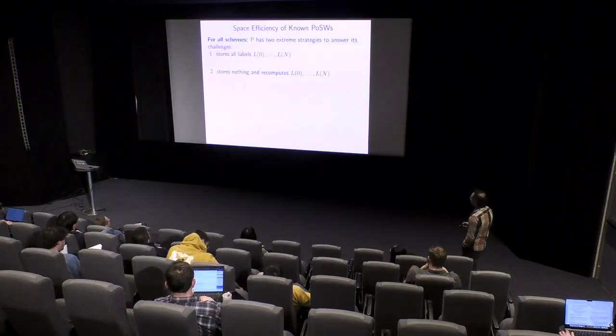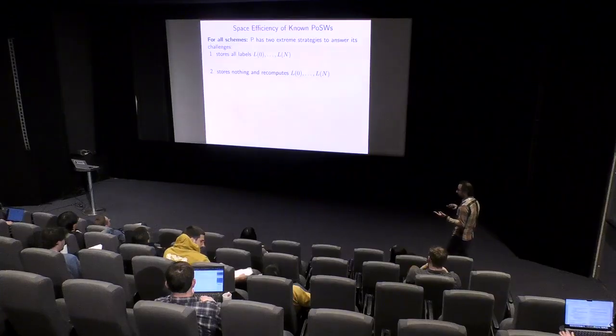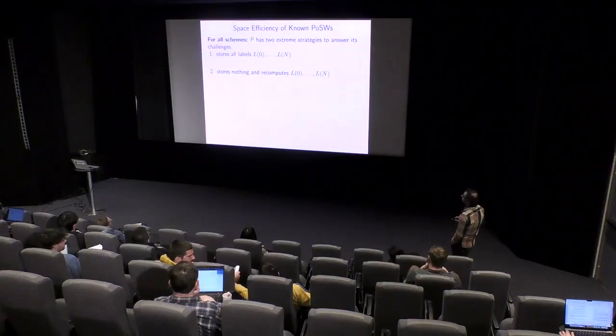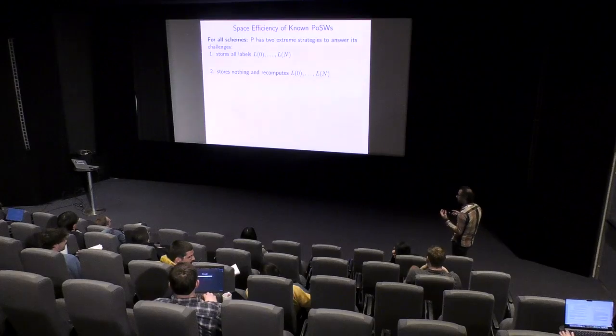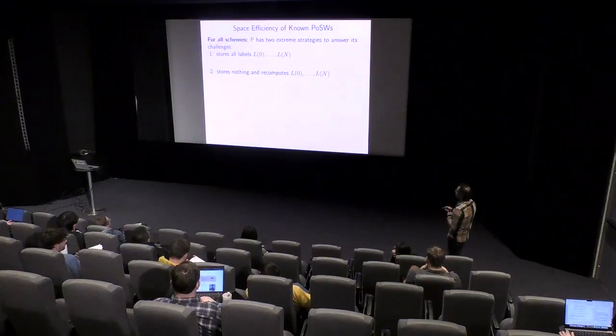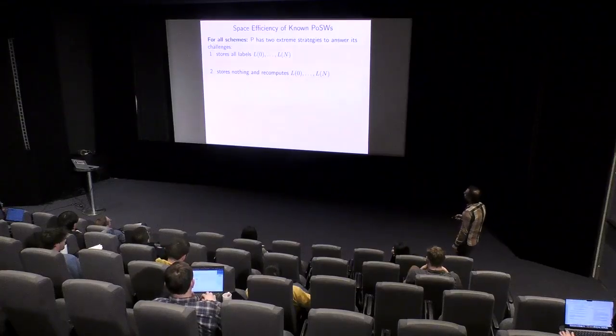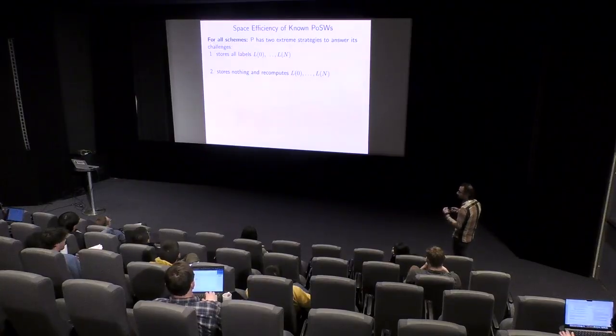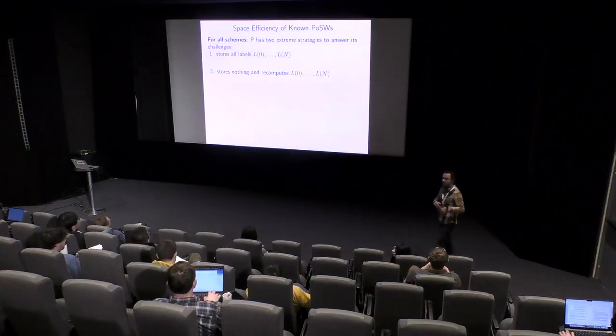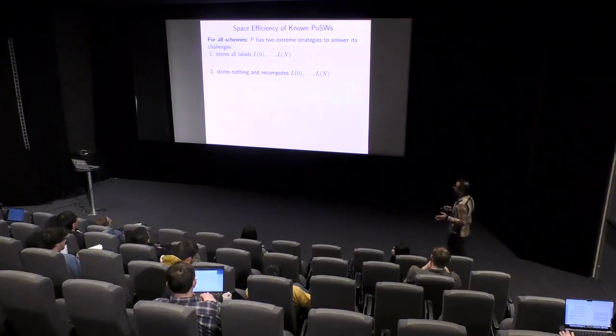And now we would like to motivate incremental POSWs. So let's look at the space efficiency of known POSWs. In all schemes, the prover has two strategies to interact with the verifier. The first strategy is that it labels the graph and stores all the labels, and whenever in the challenge response phase, it looks up the labels that it needs to respond, and it does not do extra work.